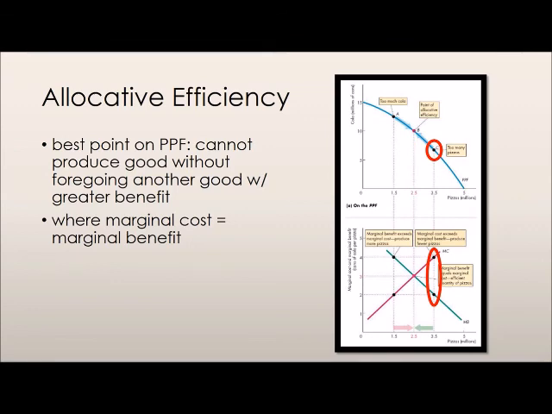The point of this slide is to illustrate to you that the best use of our resources is at a point where the marginal cost of producing a good is equal to the marginal benefit of consuming that good. That in turn leads us to the best point on the production possibilities frontier of our economy.